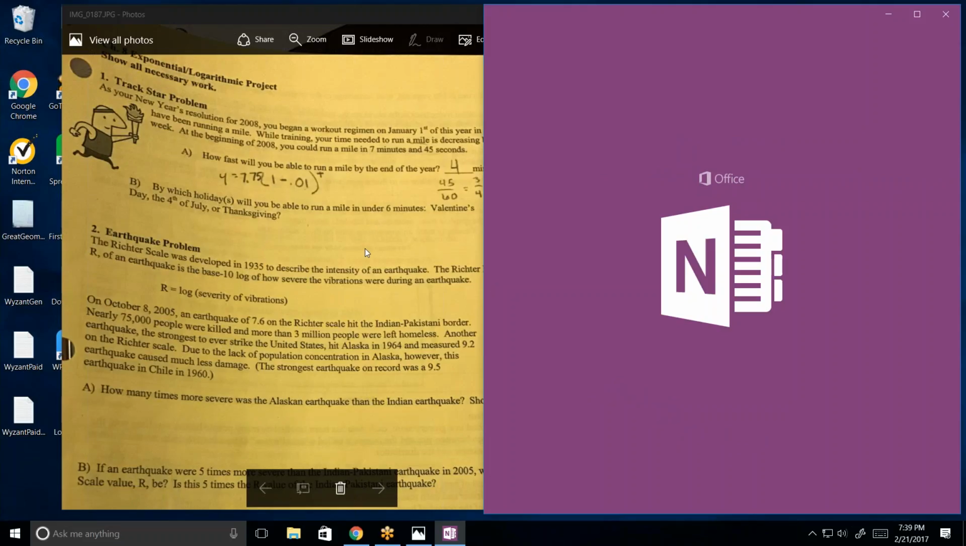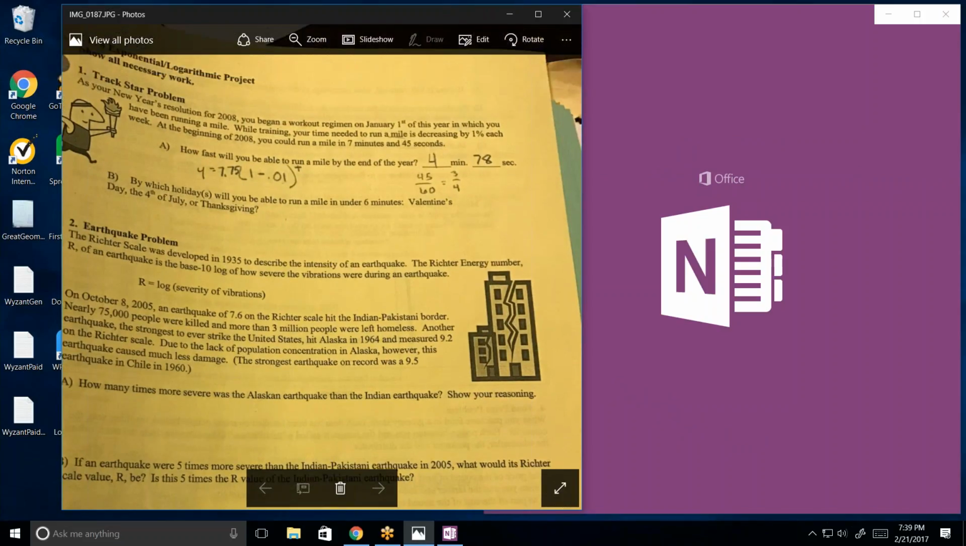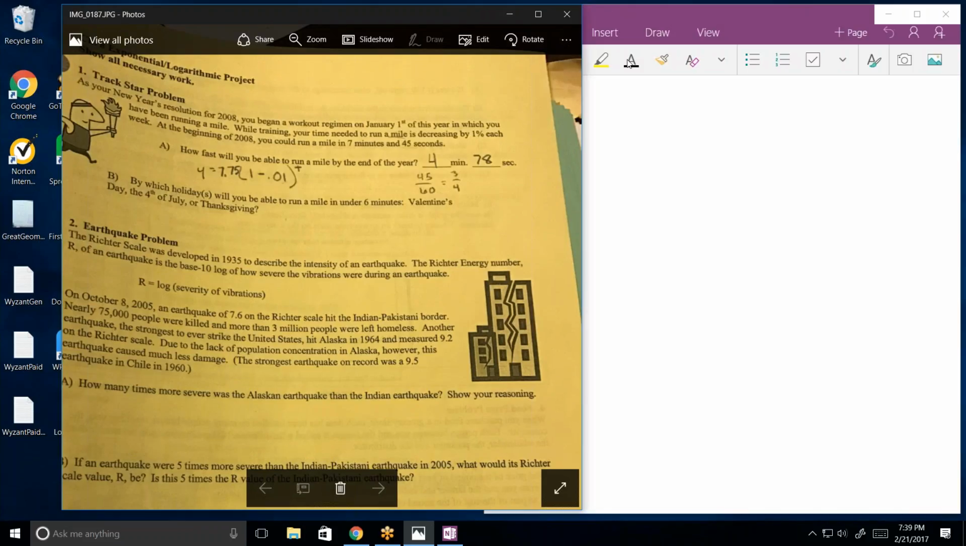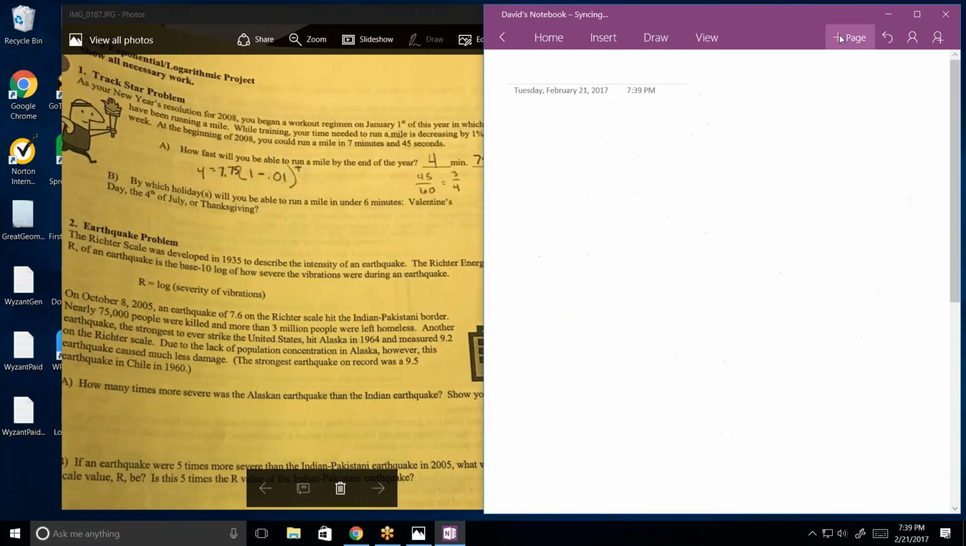All right, let's see. Cool. So part B: by which holiday will you be able to run a mile in under 6 minutes? So we've got the right equation. Hold on a second. No worries.